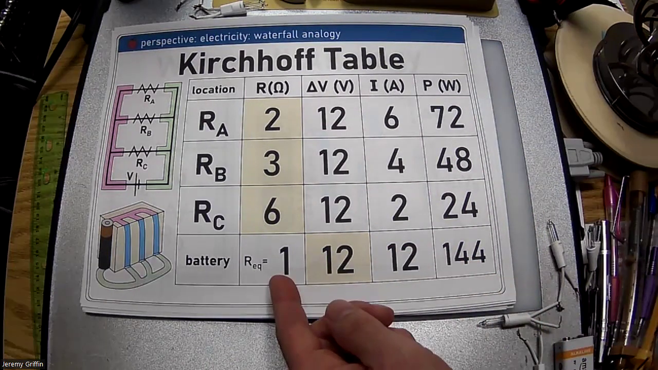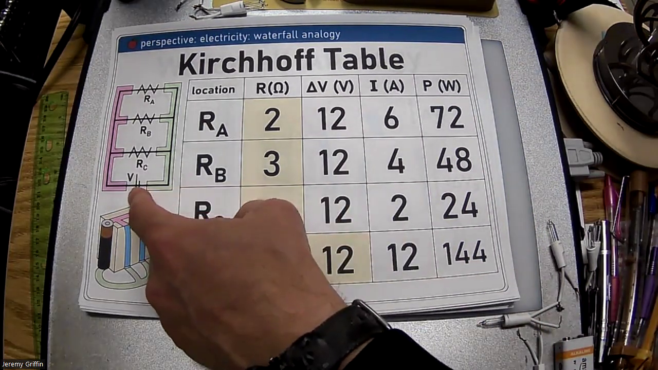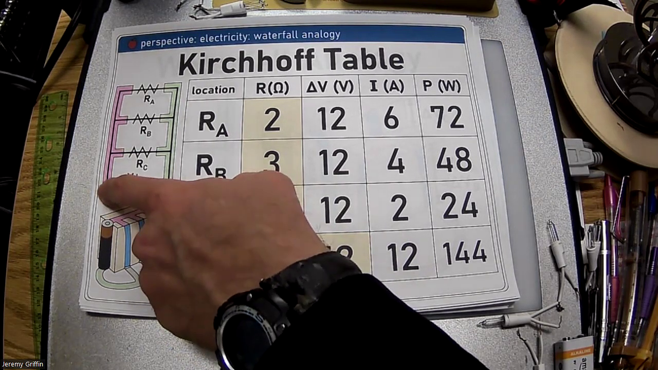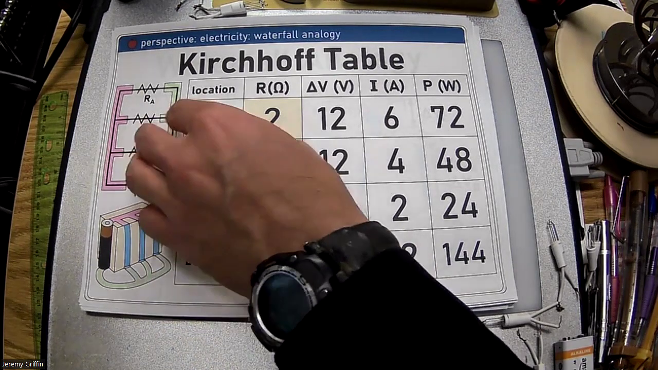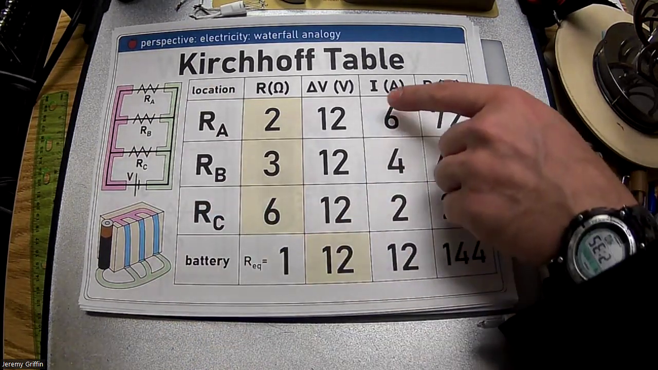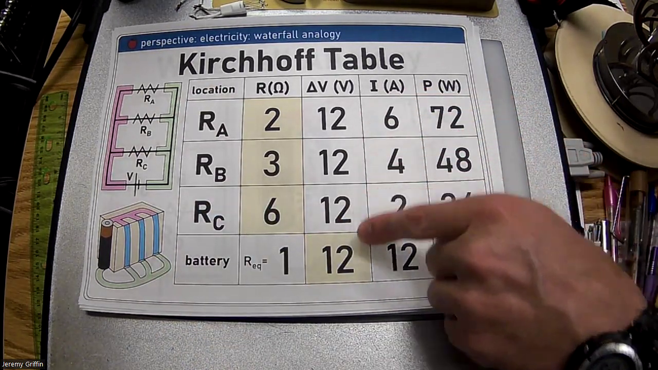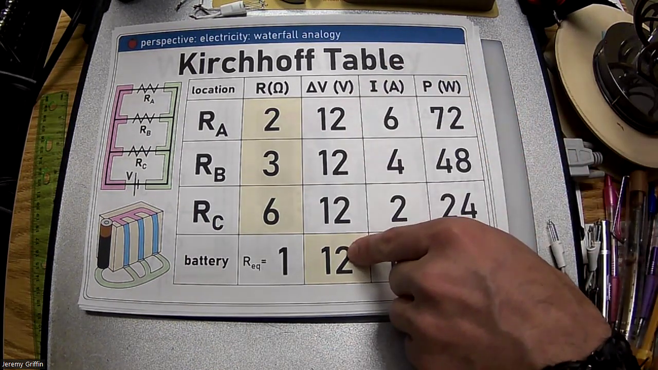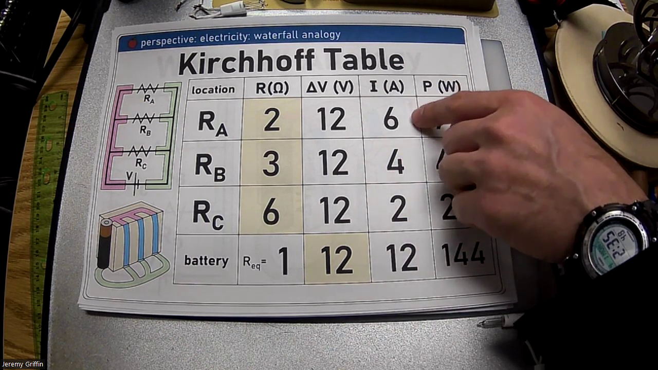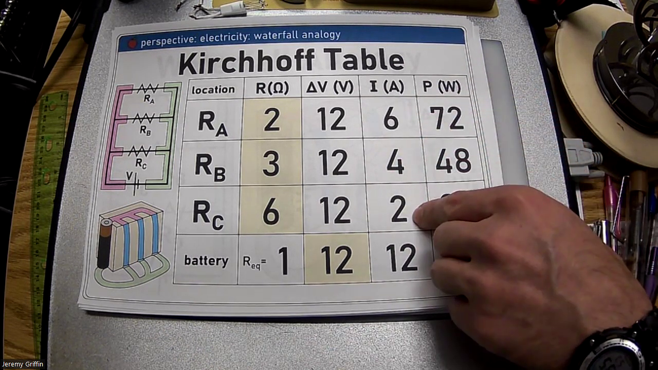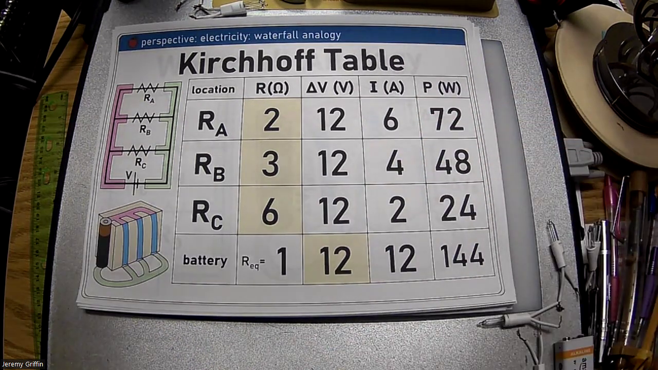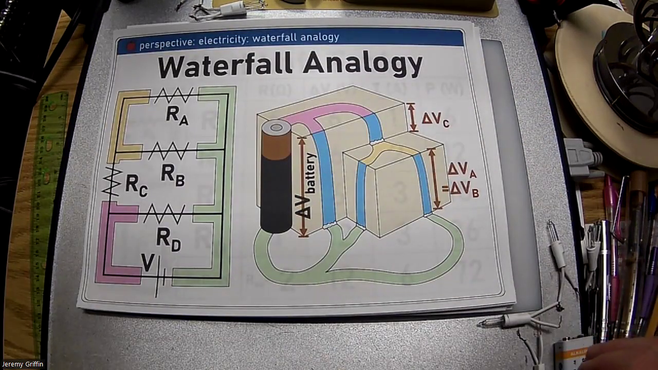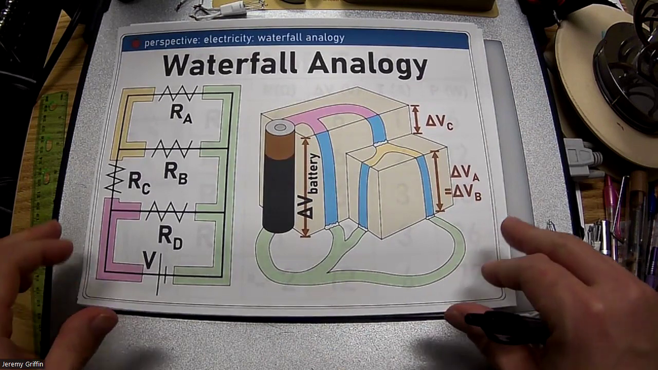In this case, there's 1 ohm resistance. This battery right here feels like it's pushing against 1 ohm. Now the current leaves the battery and then it splits 3 ways. Look, it's the same voltage drop across every single one, which in this case matches the battery. It's 12 volts across every single one. And then if you dig into it, the current flows differently, and here are the power outputs, something like that. You guys good?